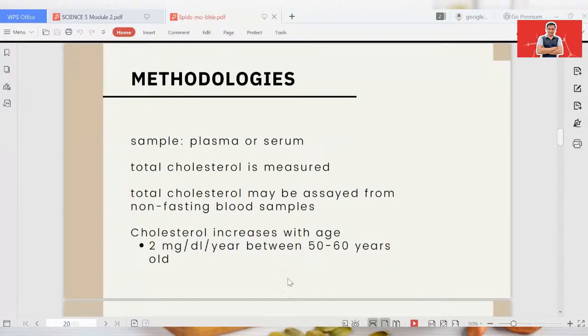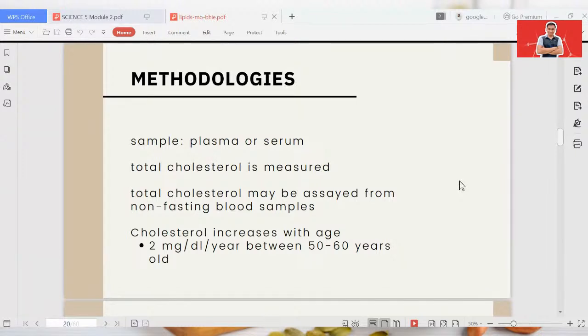Okay, so for the methodologies, in testing cholesterol, we use the sample serum and plasma. So, in this test, we measure the total cholesterol. So, sa laboratory, we use the complete cholesterol test or the lipid profile or lipid panel, where it tests the total cholesterol and also the TAG or the triglyceride. And in testing cholesterol, we can also use a non-fasting blood sample for this test.